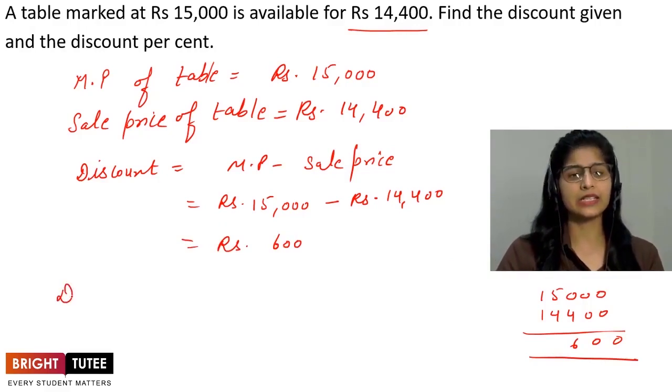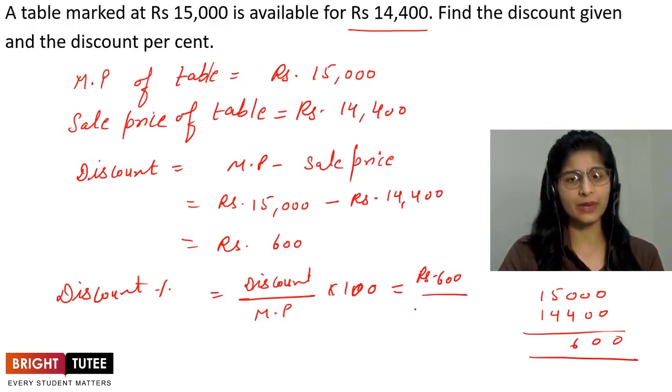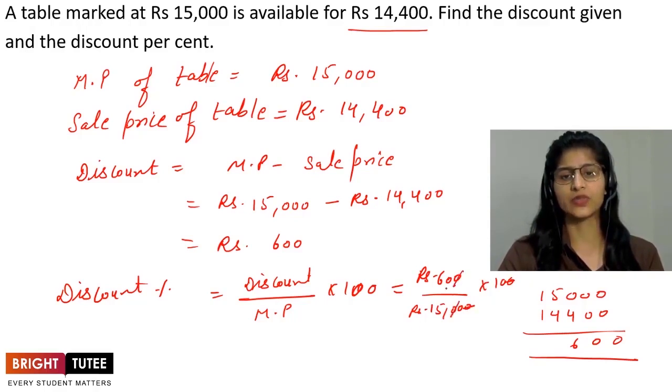Let's find the discount percent. How to find out discount percent? Discount upon marked price into 100, right? What is the discount? Rupees 600 divided by what is the marked price? It is rupees 15,000 into 100. Okay, cancel the zeros. You will cancel this like this, and a 10 will get cancelled here. So we are left with 60 upon 15. So 15 ones are 15, 15 fours are 60.